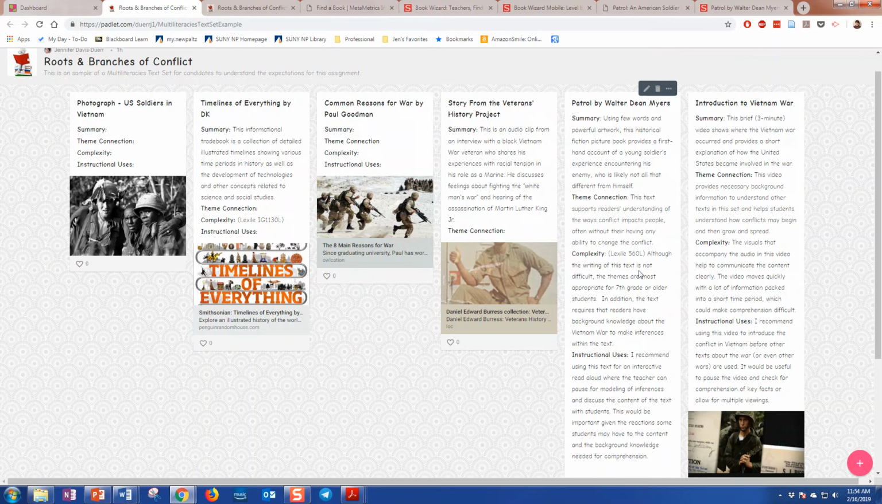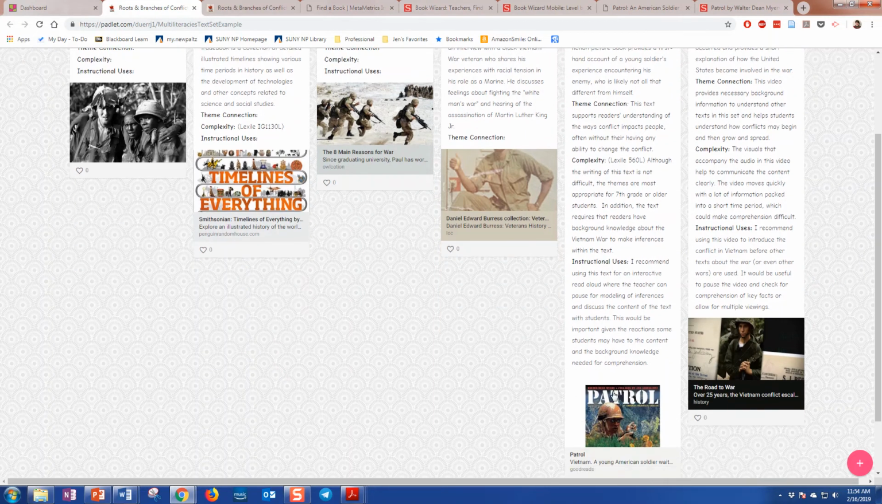Although the writing of this text is not difficult, the themes are most appropriate for 7th grade or older students. In addition, the text requires that readers have background knowledge about the Vietnam War to make inferences within the text. So I have two sentences plus this Lexile level to explain to others looking at my entry what they should be thinking about in terms of this book for their students, or what they might have to support students with when using this text, depending on their grade level.